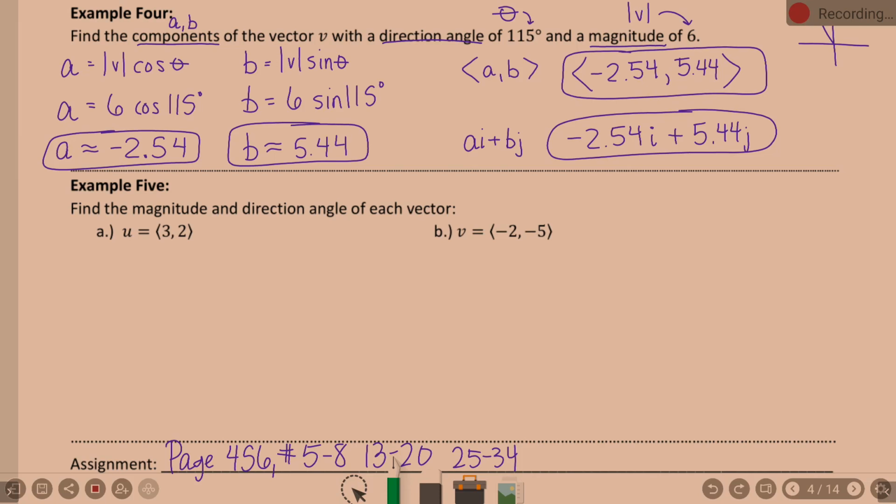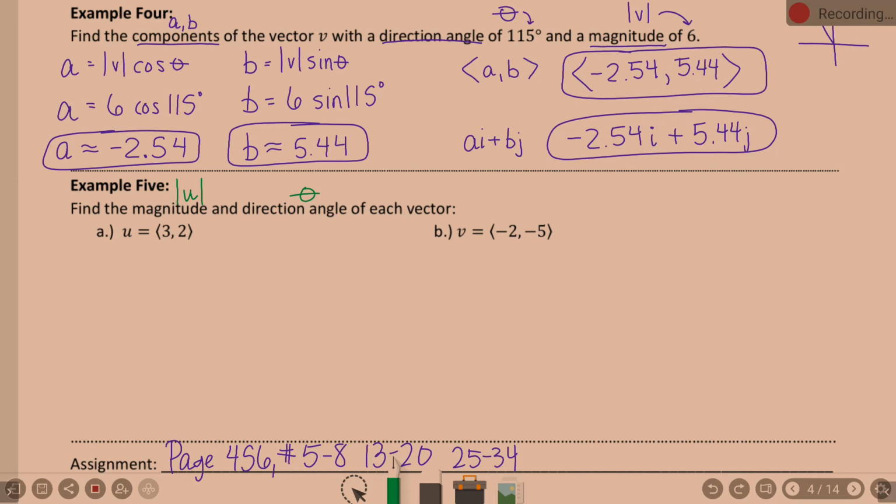So when it's saying direction angle, that means we're trying to find theta. What are we trying to find for magnitude? What denotes magnitude for us? What symbolizes it? The absolute value. Yeah, the absolute value. Whether it's absolute value of U or V doesn't matter there, but I use U just because A is U.